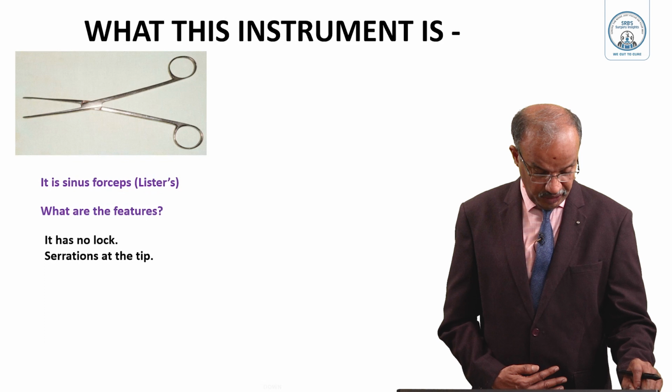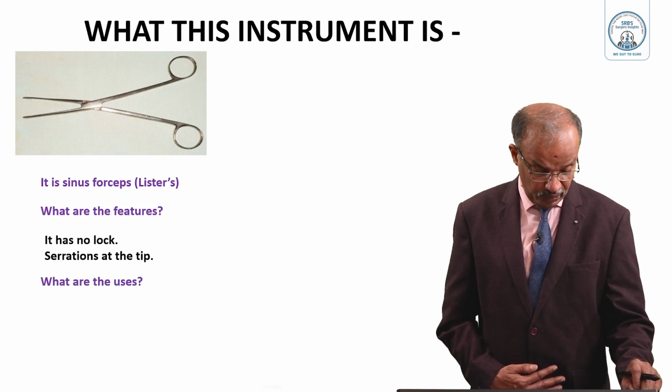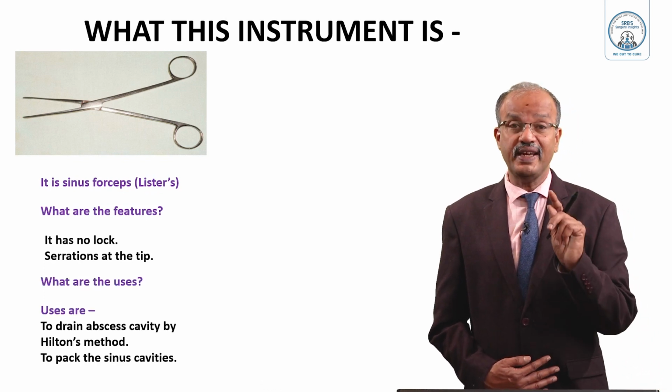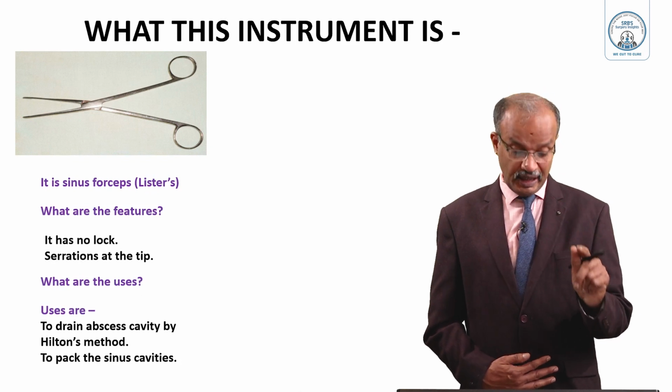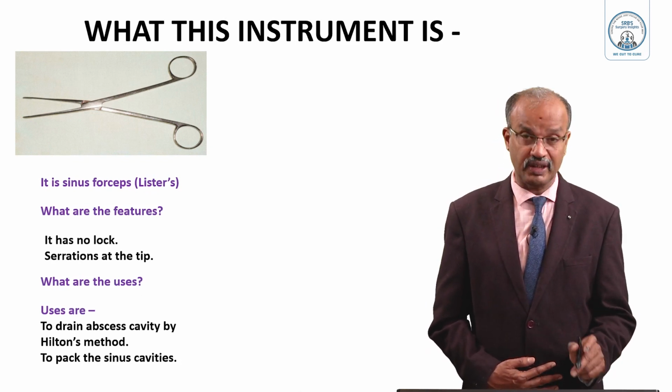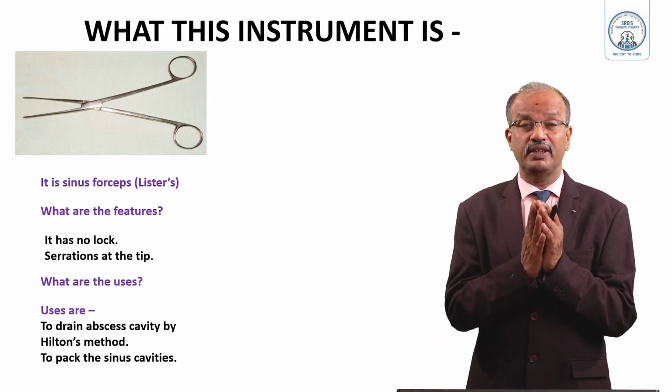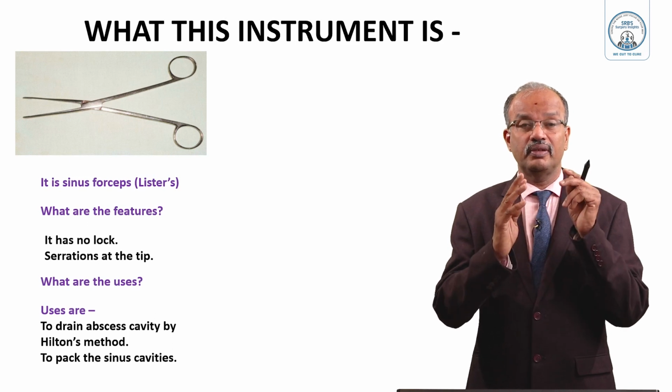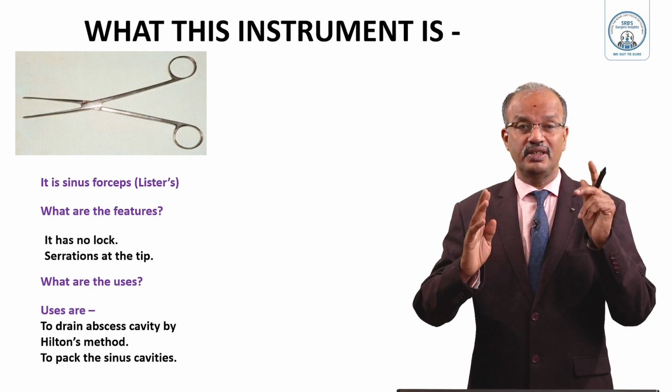And what are the features? It has no lock, serrations at the tip only. What are the uses? To drain an abscess, especially a pyogenic abscess cavity, by Hilton's method of drainage. The principles of Hilton's method of drainage: it is always done under regional anesthesia or general anesthesia.